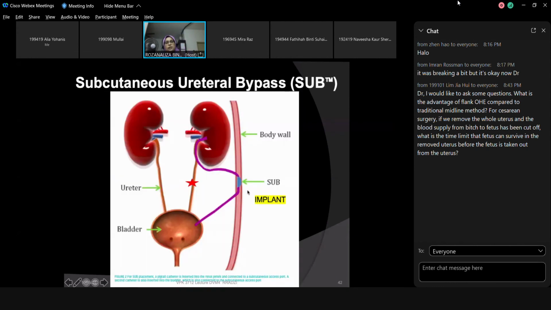It's known as a subcutaneous ureteral bypass. Okay, so if you have a stone or whatsoever at the ureter, this is actually a device, and it acts as an artificial ureter. Okay, saying that all these implants does not mean they always come with a complication, but you have to be very careful. And I never performed this, okay, but probably saw it once.